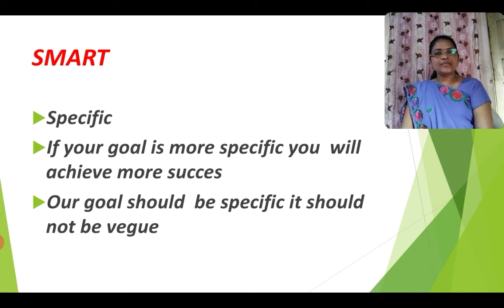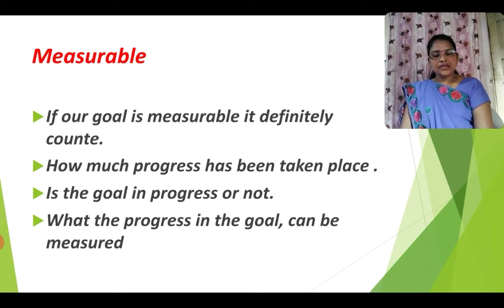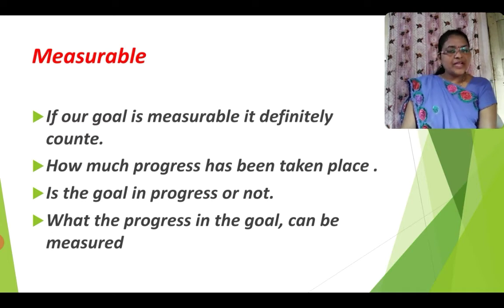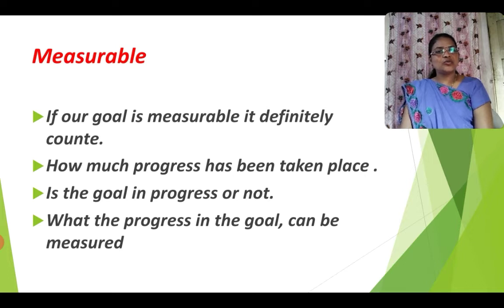The second step in SMART is measurable. What is meant by measurable? Measurable means to evaluate, to check, to judge, to count. Our goal should be measurable. If our goal is measurable, definitely it can be counted. It means how much progress has taken place, whether the goal is in progress or not. The progress in the goal can be measured.